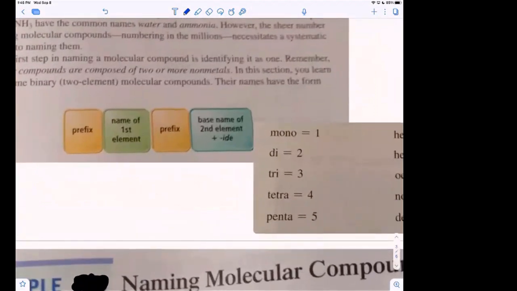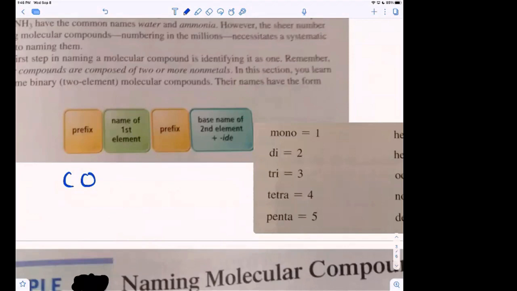And there is an exception to that though. If the first element is only 1, you tend to drop the mono. So for instance, if you say something like CO, carbon and oxygen, it's carbon monoxide, mono 1 oxide. You don't say monocarbon monoxide. You drop the mono for the first element if it's 1.